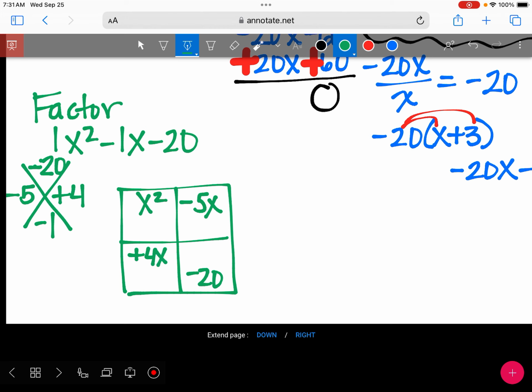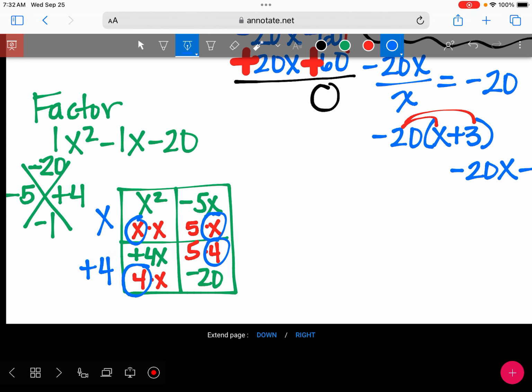So you're going to take out your GCF. So in this box, you have an X and an X, and then you have a 5 and an X, a 4 and an X, and a 5 and a 4. So go ahead, take out your GCFs. And you should have X, and then the 4. And then this row, you have an X, and you have to take out a negative 5.